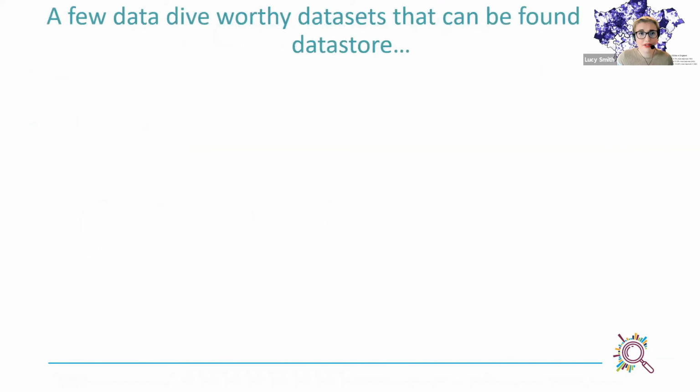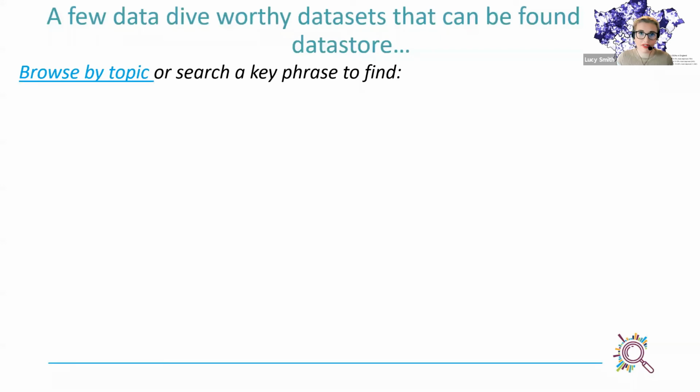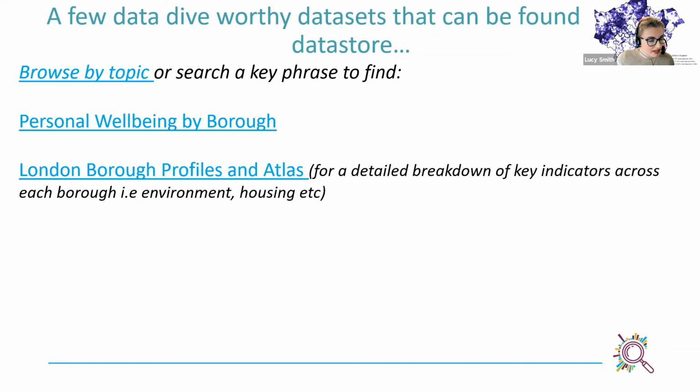And here are a couple of data sets I found on the data store that, if you were looking at the indices of deprivation, you might want to consider in comparison to that. So if you had a particular hunch, you could use these and compare the indices of deprivation against these sets. You can literally just click the link and browse by topic, or you can search a key phrase. So I've got personal well-being by borough, really interesting to look at, especially in terms of deprivation. How is personal well-being, say, across the top 5 most deprived boroughs in London?